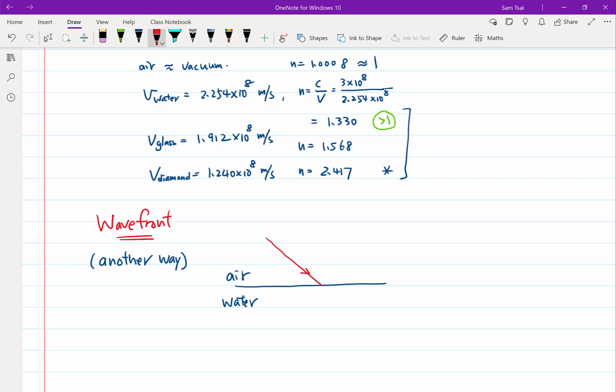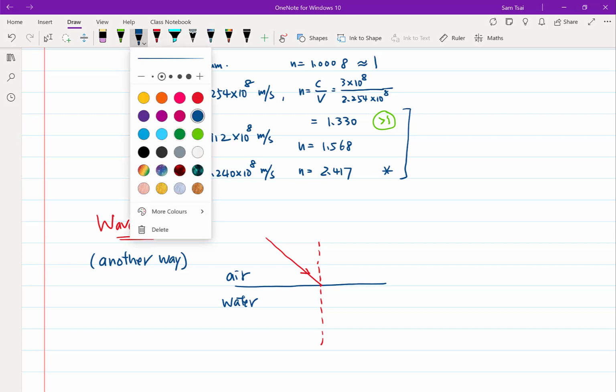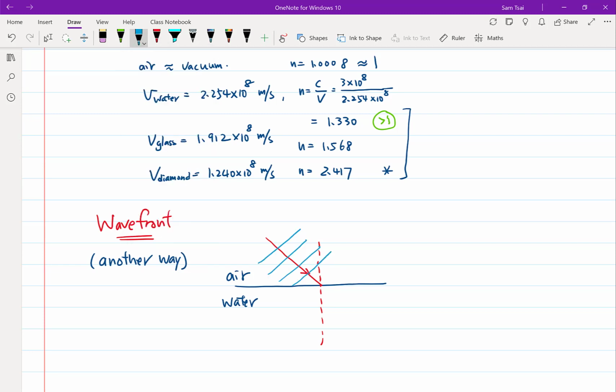If we use wavefront to see this, I draw the normal first. And what is the wavefront? I think we know this already: it's a lot of peaks. When we join the peaks together, this is our wavefront. Imagine a group of army marching toward the water, with someone hitting a drum on the side, dong, dong, dong. This is the frequency. So this is how they work.